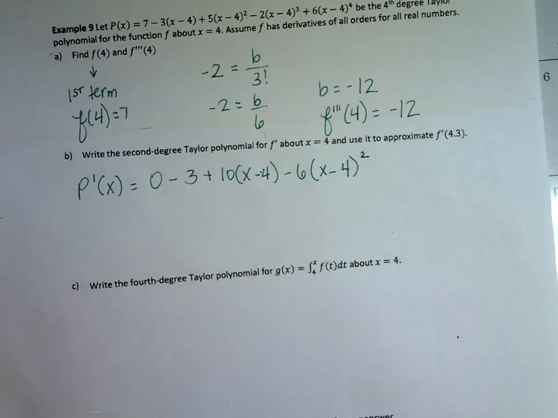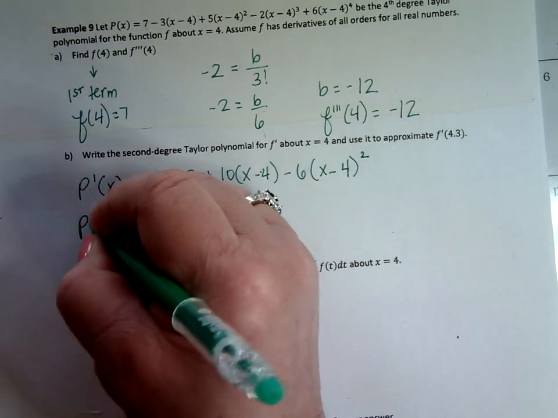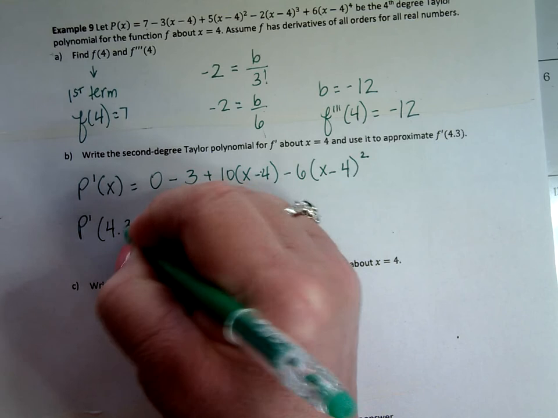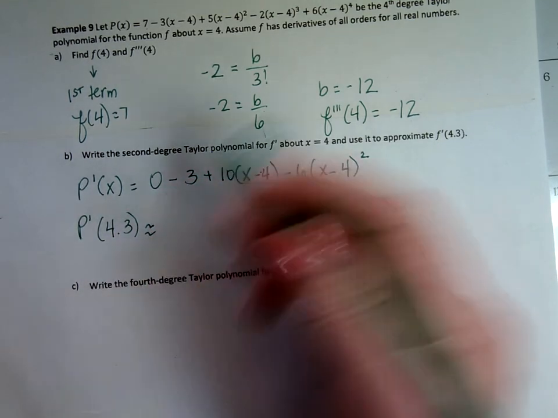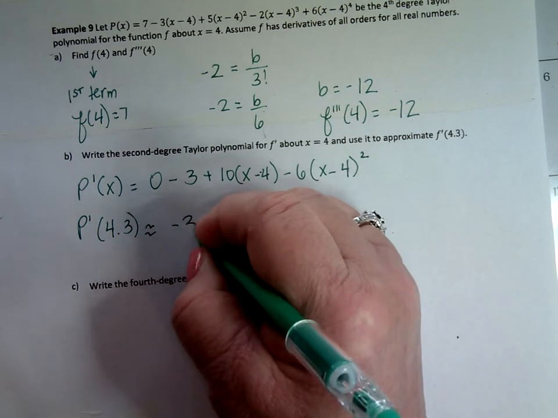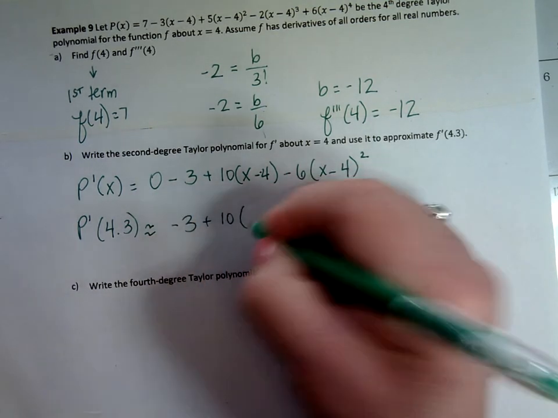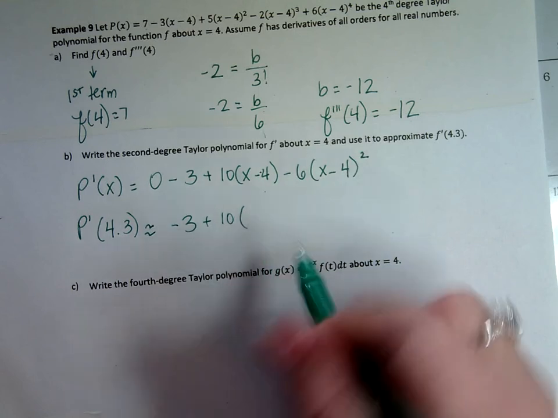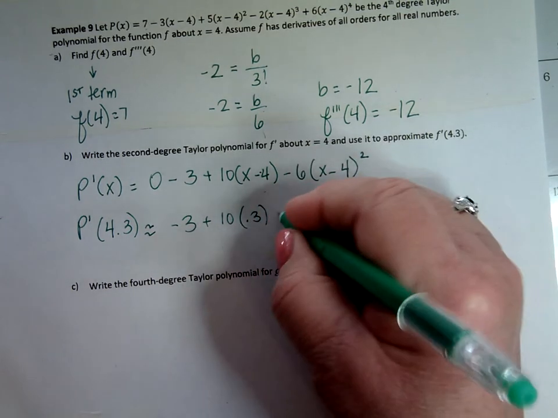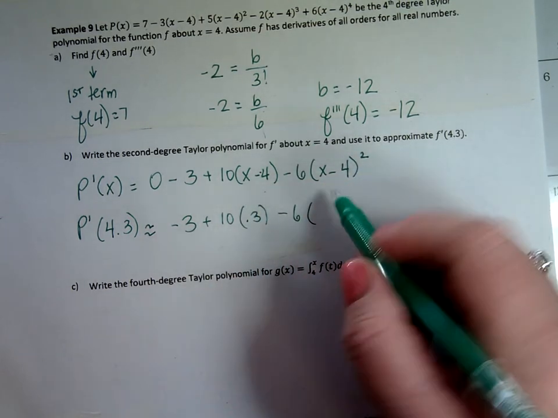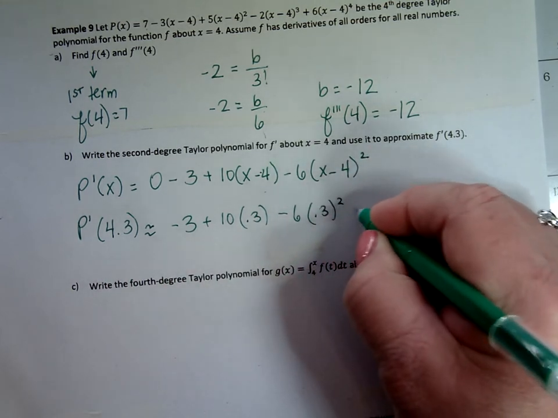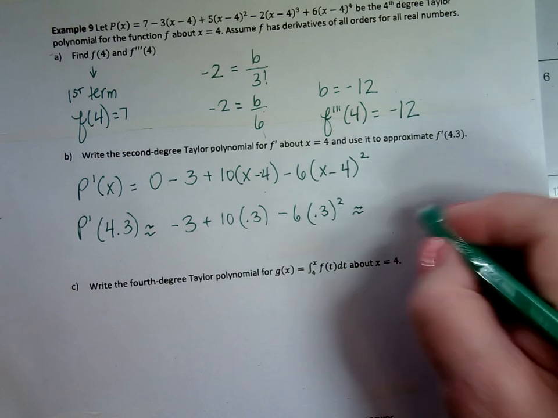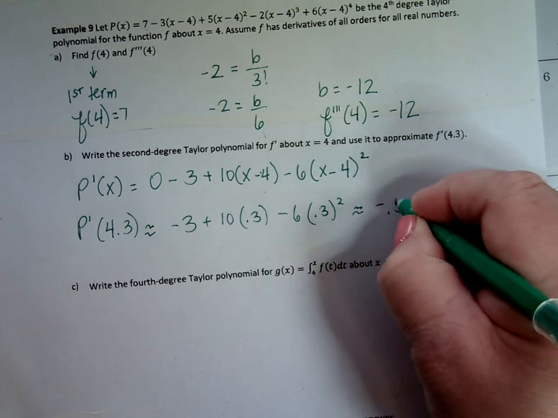And then they say, okay, we'll figure out what it is for p prime. Use it to figure out 4.3. Approximate that. Well, 0 is 0. I don't care about that. Minus 3 plus 10 times (4.3 minus 4, which is 0.3). Minus 6 times (4.3 minus 4, which is still 0.3) squared. And so again, you go to your handy dandy calculator and you calculate what that is. It will be a negative 0.54 or so.